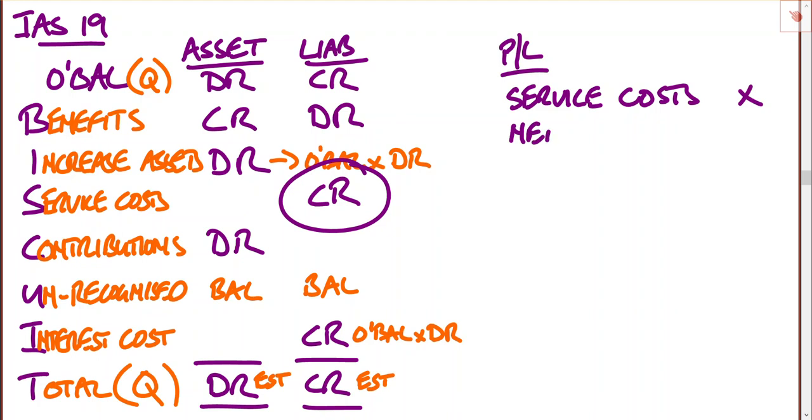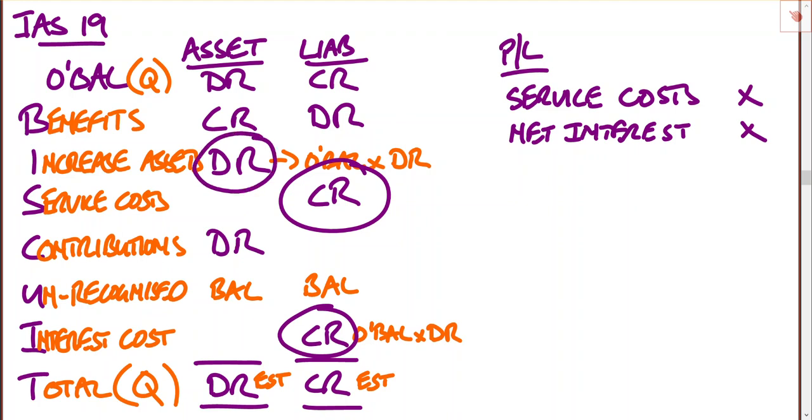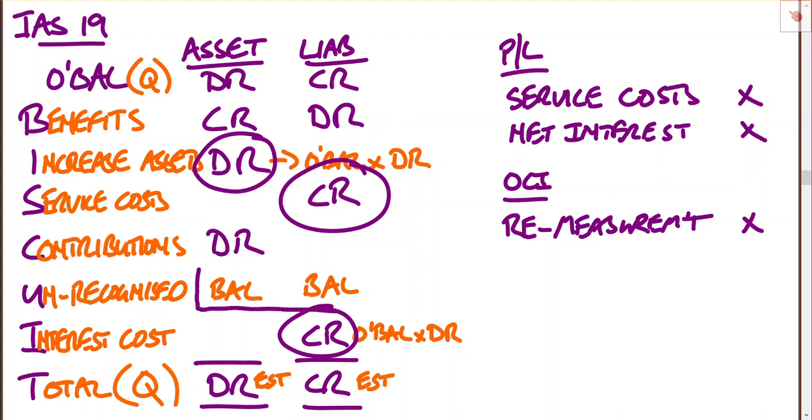You also have the net interest cost. That needs to be disclosed. Well, the net interest is the net of this interest unwinding on the liabilities and the increase in the assets because there's been a return on them. So it's the net of those two goes to the P&L. In OCI, you have the remeasurement component. And that is the balancing figures that we have in here. So the balancing figures, these are the remeasurement component.